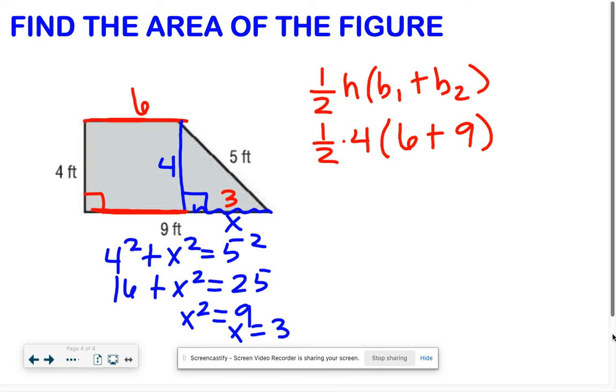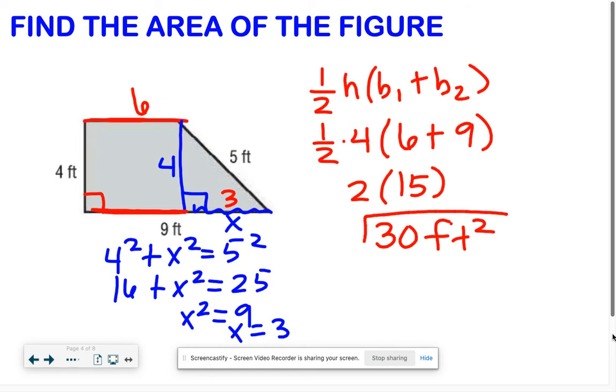I like to do this first. What's half of 4? Well, it's 2. Simplify your parentheses. 6 plus 9 is 15. 2 times 15 is 30, and it's area, so feet squared.